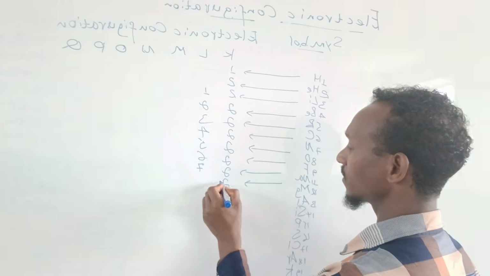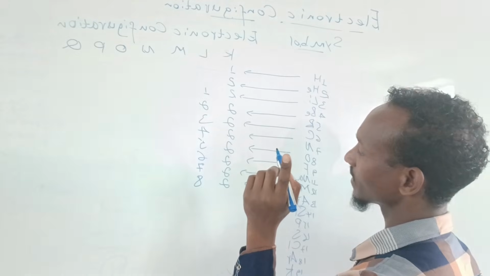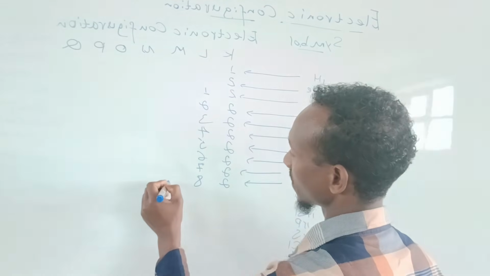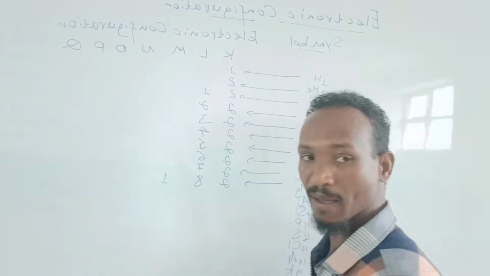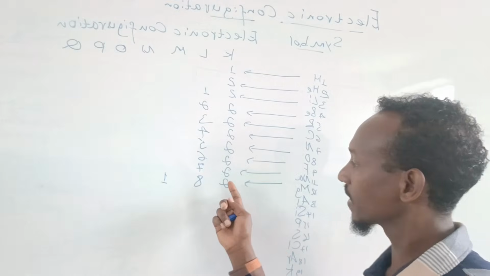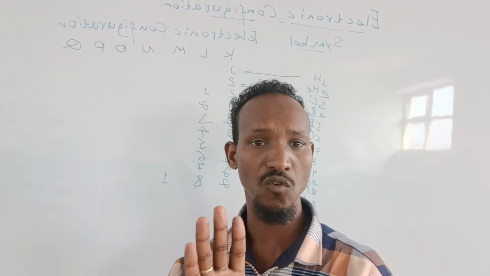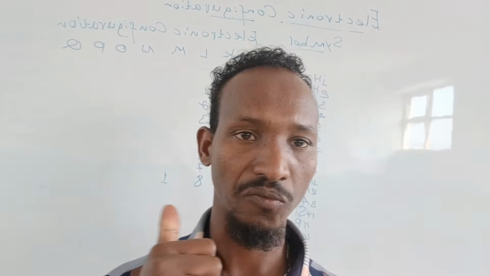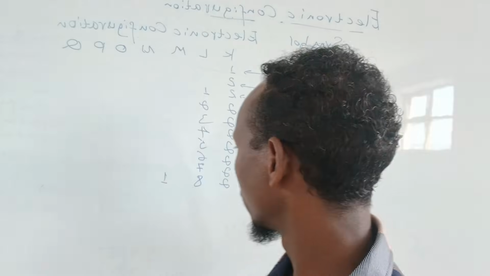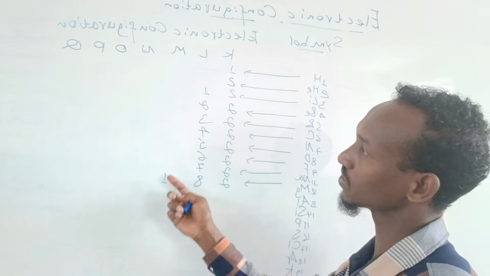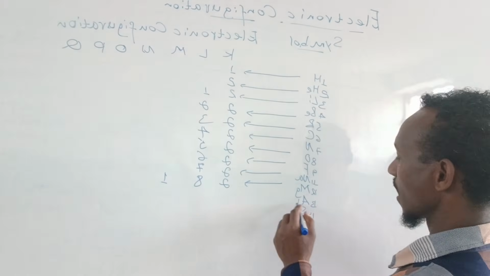Sodium: 2 here and 8. The remaining one is what? 1 electron, which is here in the M shell, because the K shell and L shell can hold the maximum numbers of 2 and 8. Then the remaining 1 electron proceeds to the next shell, the M shell.